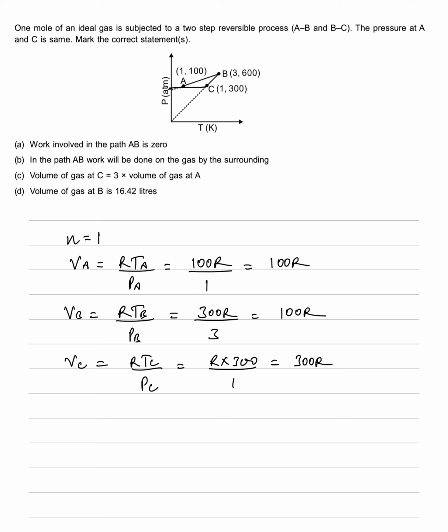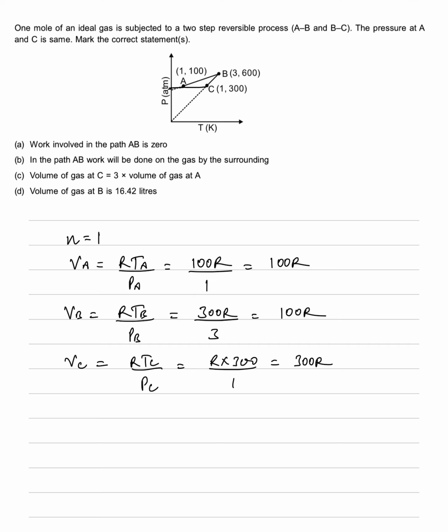Let's try to solve this problem. Now in this question we are given that 1 mole of ideal gas is subjected to two reversible processes AB and BC. Basically this question belongs to the thermodynamics topic and it's a graph-based question, right? So we are given a graph between pressure and temperature. At points A, B and C, both x and y coordinates are given to us, that is temperature and pressure.